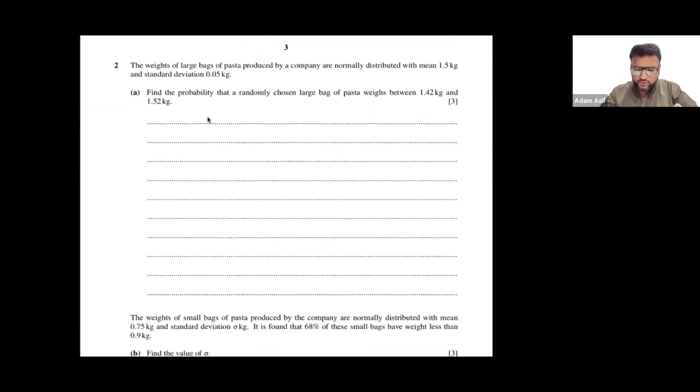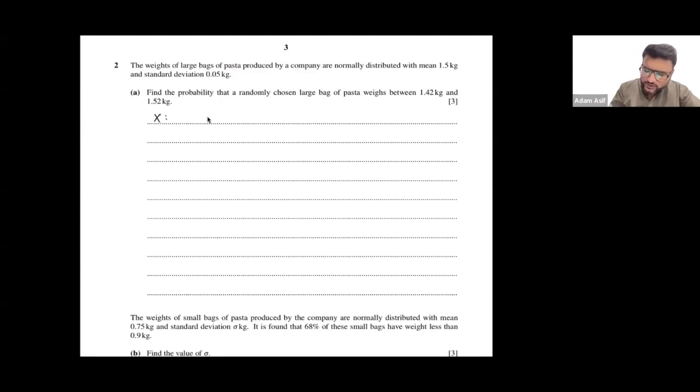Moving on to question number 2. The weights of large bags of pasta produced by a company are normally distributed with mean 1.5 kg and standard deviation 0.05 kg. Find the probability that a randomly chosen large bag of pasta weighs between 1.42 and 1.52 kg.